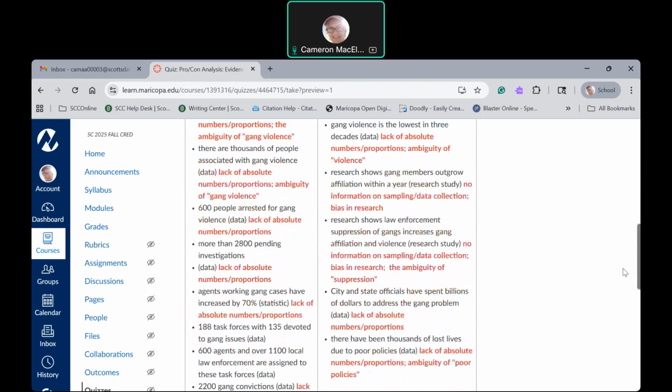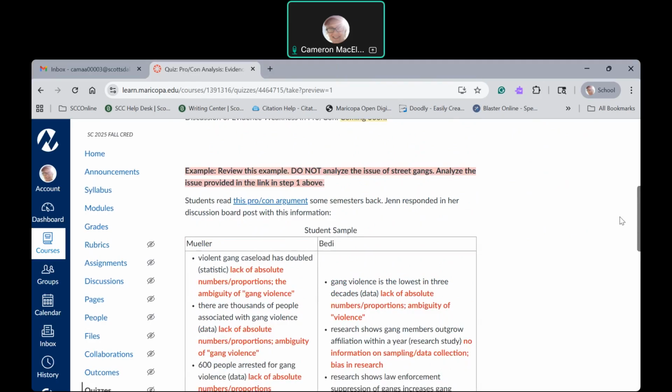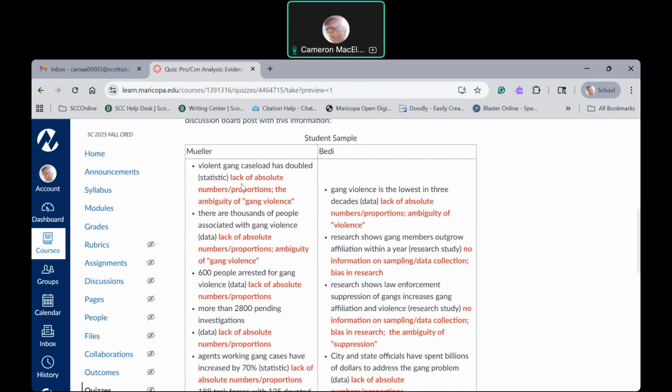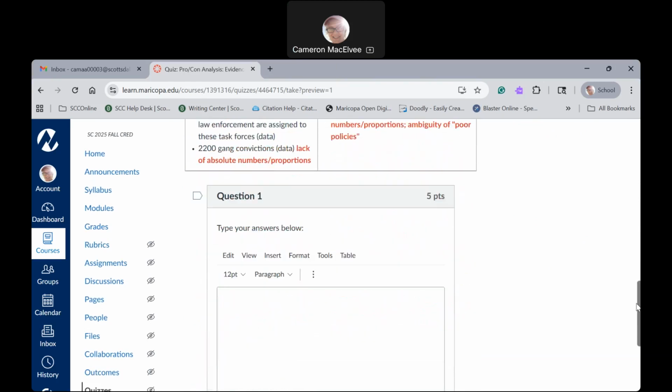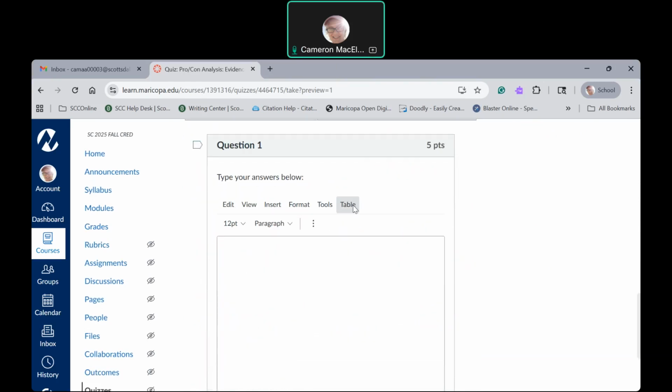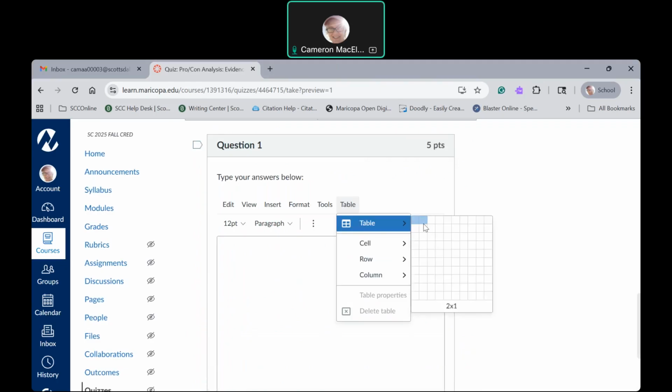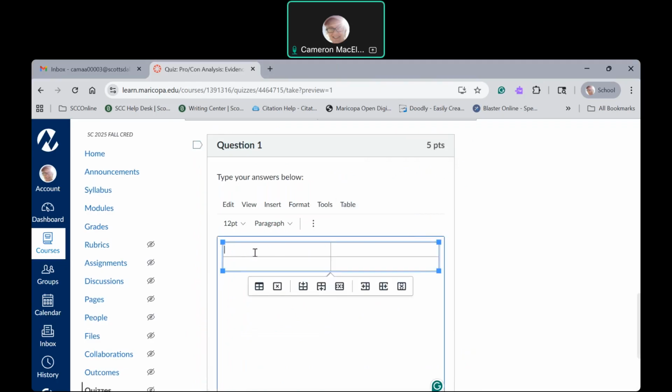Again, I've given you the sample from Jen from last semester, or I'm sorry, from a number of semesters ago. Here she has identified the evidence from last time, and then in red she's listed out the potential weaknesses in them. So you can do something similar in your text box. You can add a table if you want. You can write the two respondents and then list out the evidence with their weaknesses, or you can just list it out however you like.